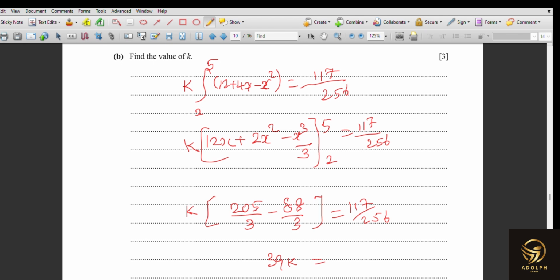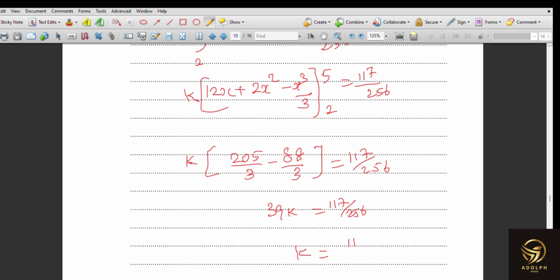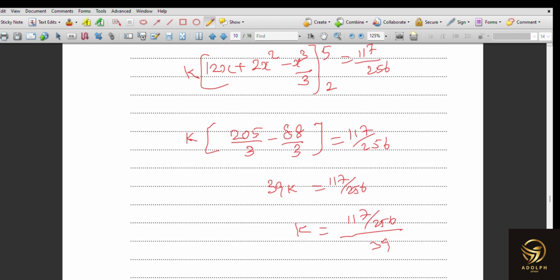So 39k is 117 by 256, and k is that 117 by 256 whole divided by 39. In any means you can do it. So that value of k is 3 divided by 256. That's it. We found the value.